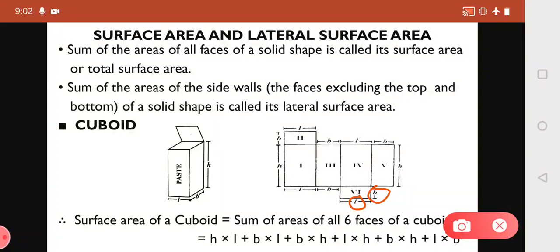You can also see that height into length we are getting 2 times. Similarly, breadth into length we get 2 times, and breadth into height 2 times. This one should be B, by mistake it was taken as H. So breadth into height 2 times, height into length 2 times and length into breadth 2 times.